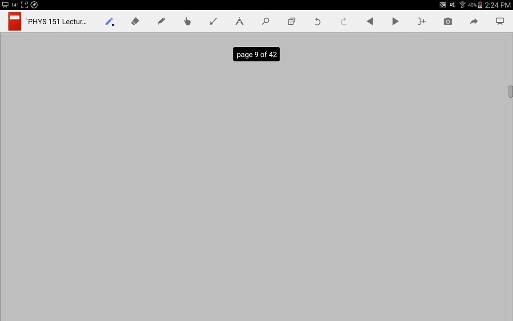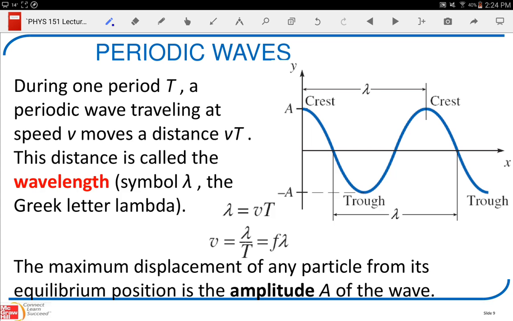Now, I do have better pictures coming up. Ones that aren't my crazy drawings. So here we can see a nicely drawn wave. It calls it a crest at its maximum, a trough at its minimum. It has A marked here. What would that A stand for? The amplitude. And how do you know that's the amplitude? It's the farthest it gets from the equilibrium.